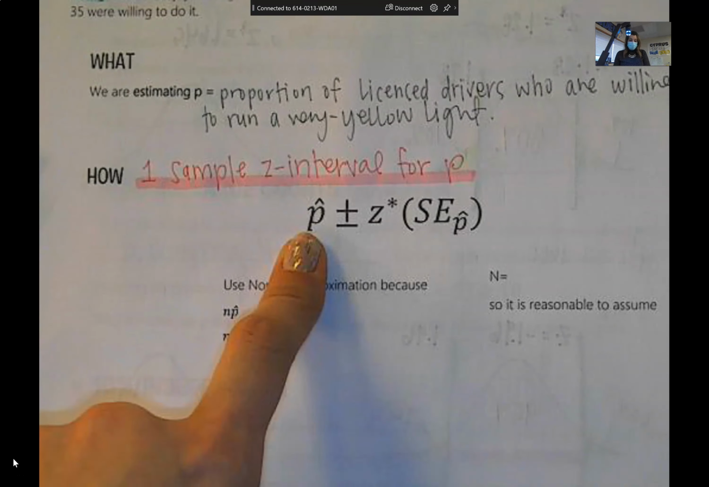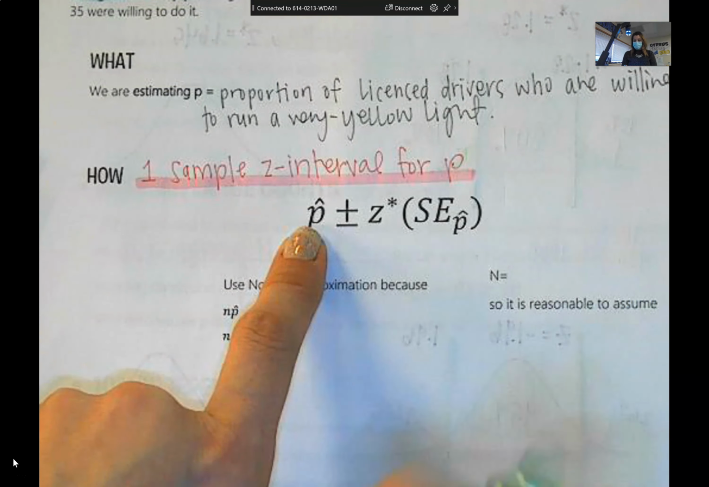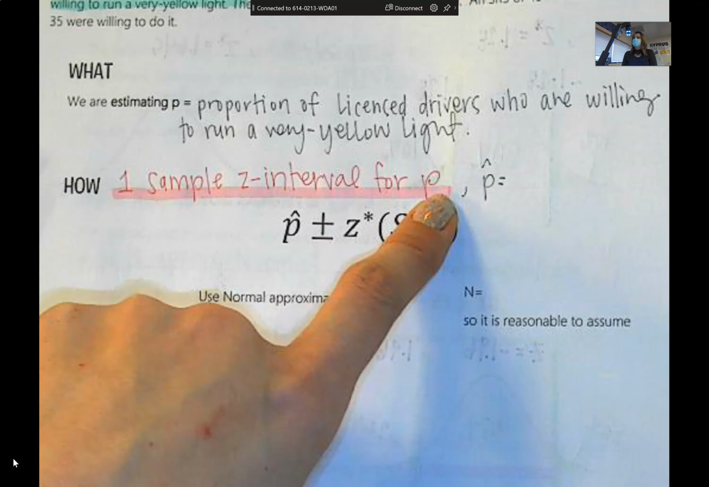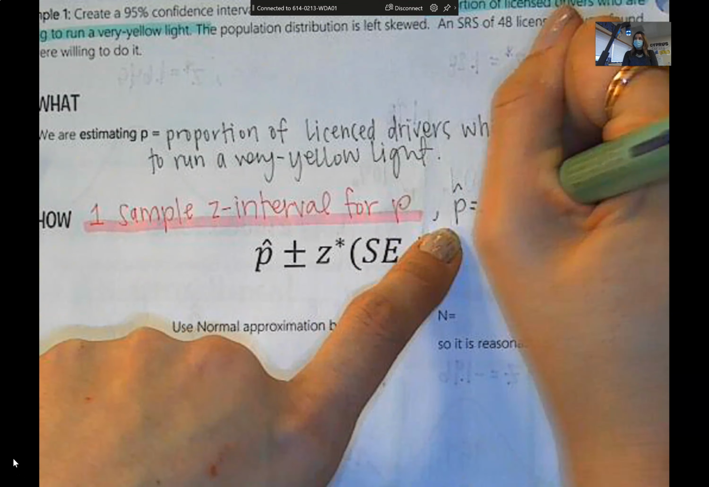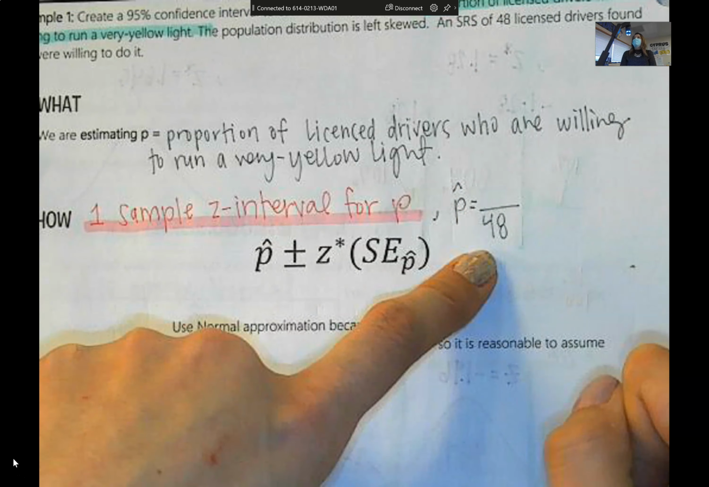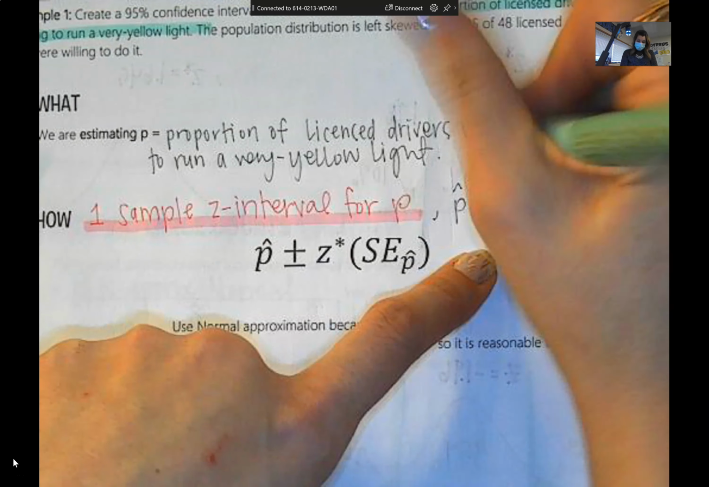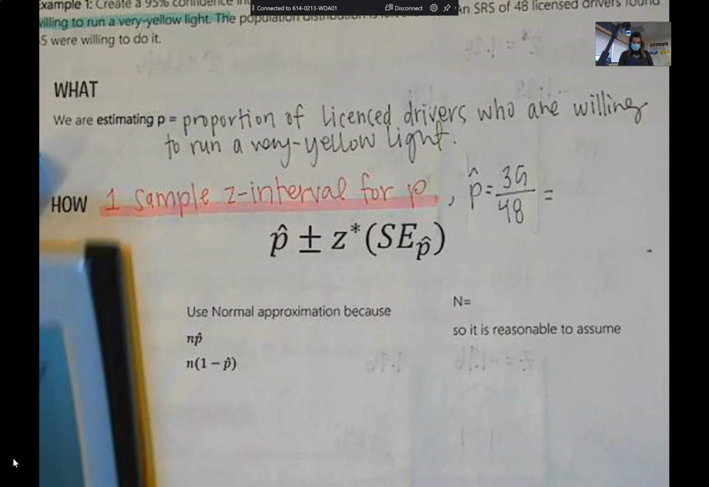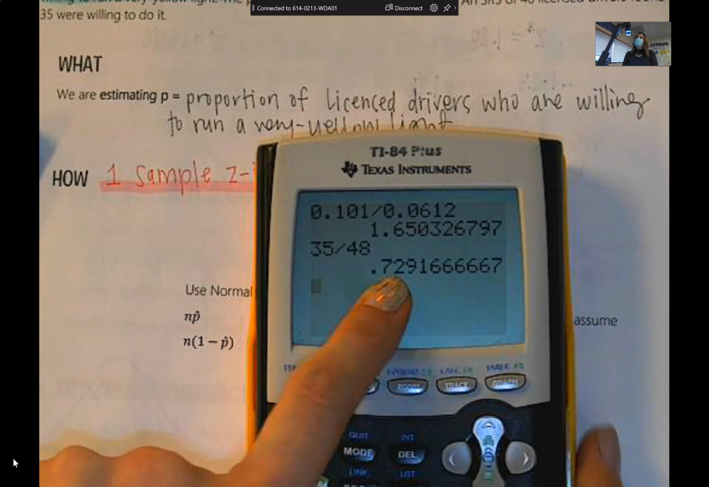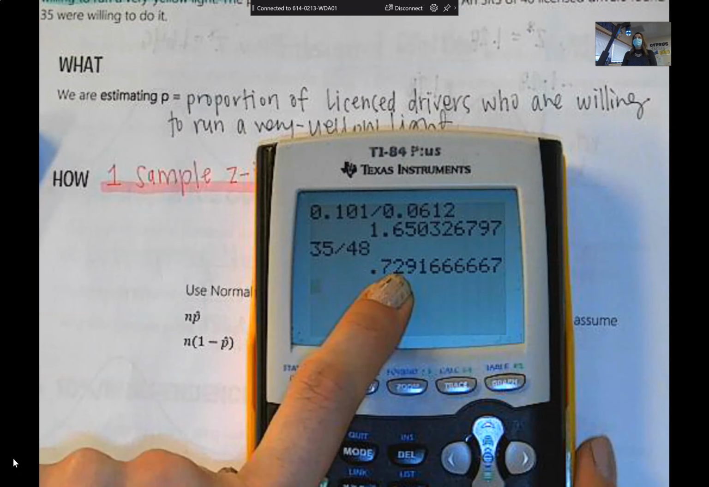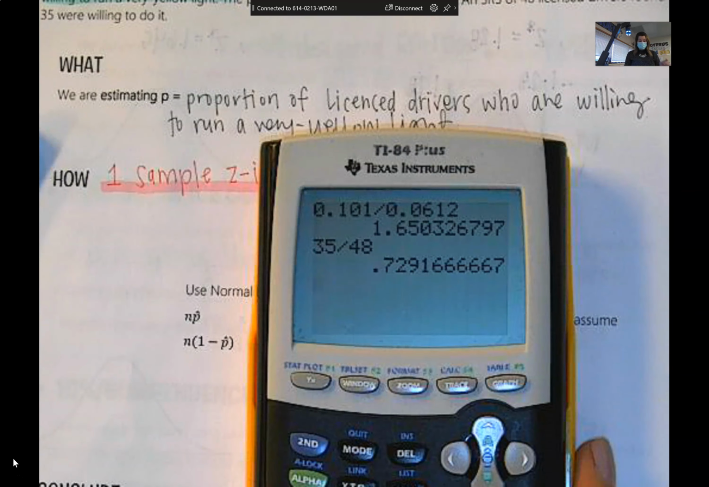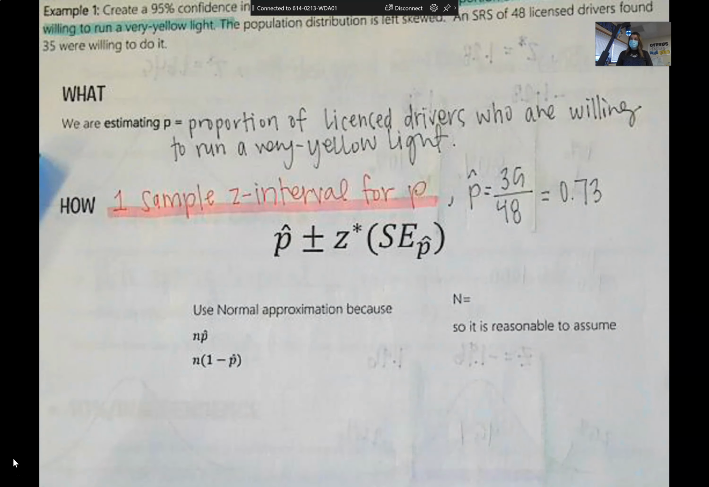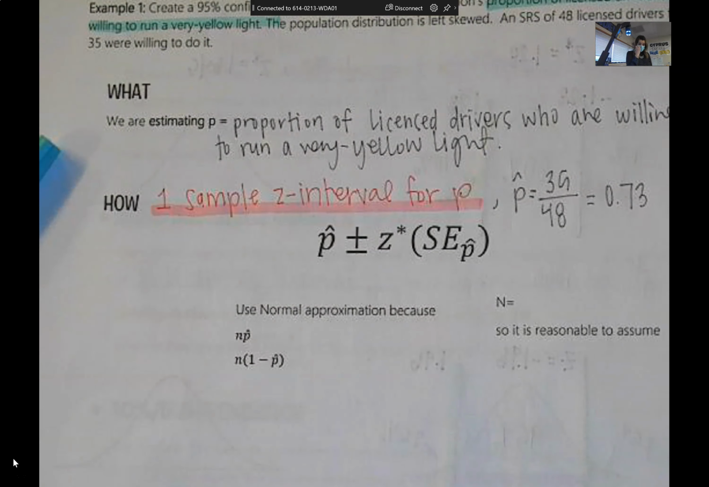So p hat, well, first we should probably calculate p hat. So I'm going to just do that right here. I'm going to write a comma and I'm going to say p hat equals, well, I sampled 48 people and 35 said they were willing to run the light. So 35 divided by 48, I'm going to do 0.73. If you want to do 0.729, that's totally fine. I'm going to make my life a little bit easier, though, and do just 0.73. Then I'm going to ask myself, was this sample random? Yes, they told me it was random.